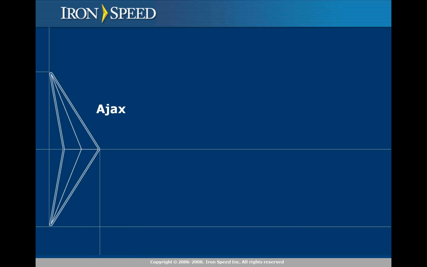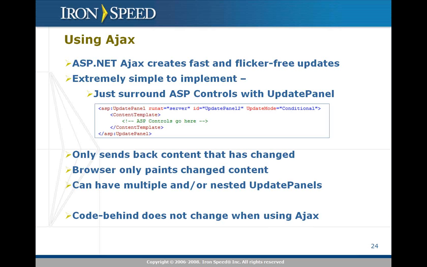Okay, let's talk about AJAX. AJAX, of course, is very popular now and essentially allows you to create flicker-free updates on your page. So you can look at the page and see it very quickly update without having to refresh the entire page. In .NET, Microsoft has done a great job of making this very simple to implement.